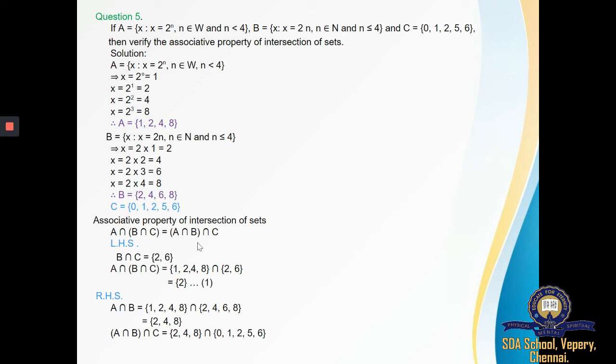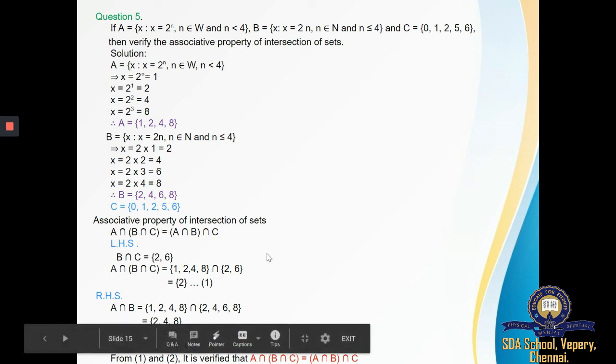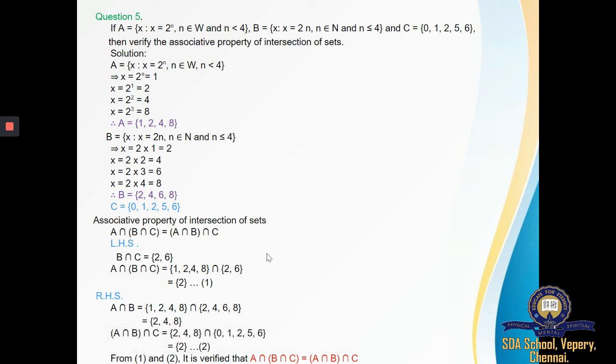Then I have to find the intersection of this with set C. So I get again 2 as the answer, right? Only the element 2 is common between them. So we have proof from equations 1 and 2 of the associative property of intersection of sets. We have proved that intersection of sets is also associative, right, students? So the homework questions will be given to you all through Google Classroom.